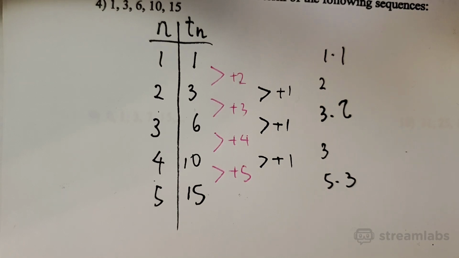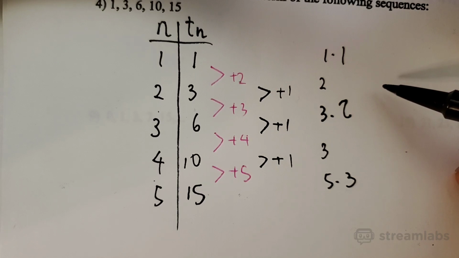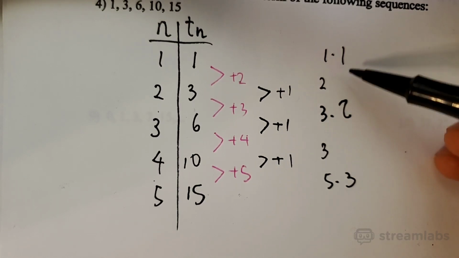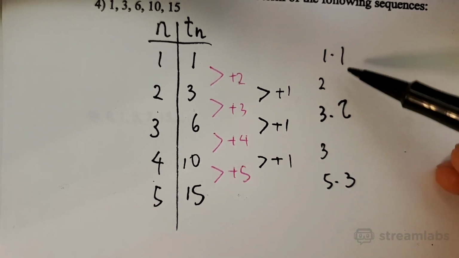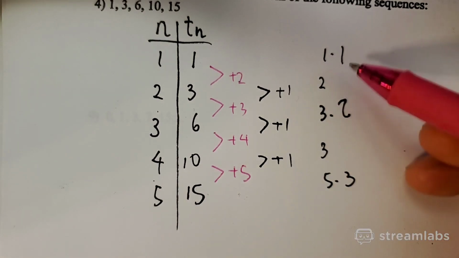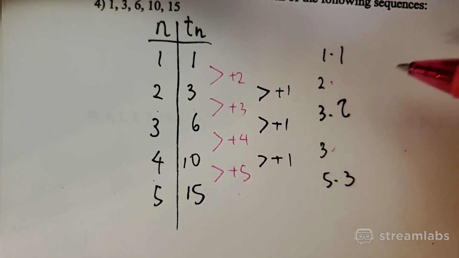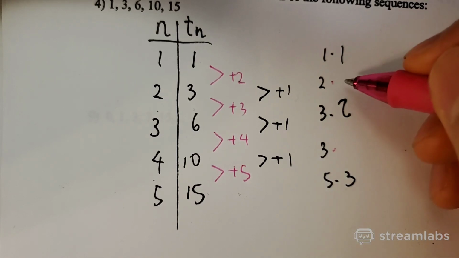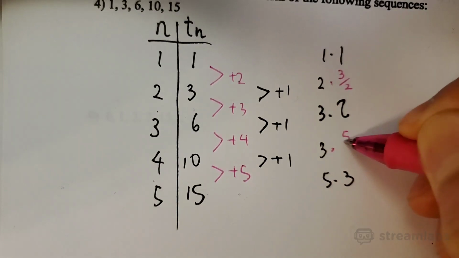So if you look at this, if I want to go in between them, what is in between 1 and 2? What's the midpoint between 1 and 2? Isn't it 3 halves? 1 and a half? Right? 3 halves. And the middle between these two is 5 halves, right?